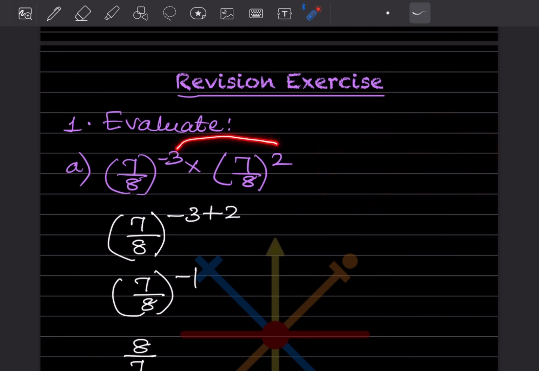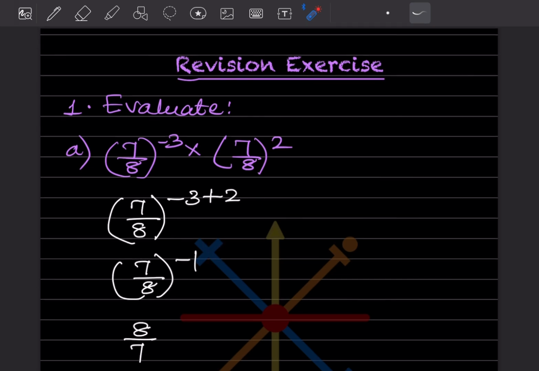So that will be minus 3 plus 2, and the base stays the same. Minus 3 plus 2 is going to be minus 1. Now since this is negative, we will flip this over. So that is going to be 8 by 7. 8 by 7 raised to 1 means that is going to be 8 by 7.